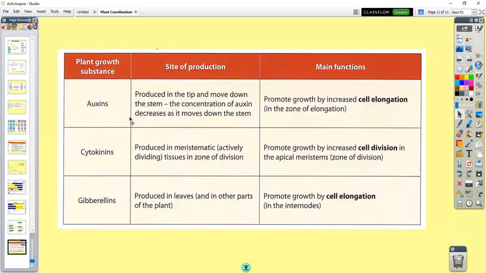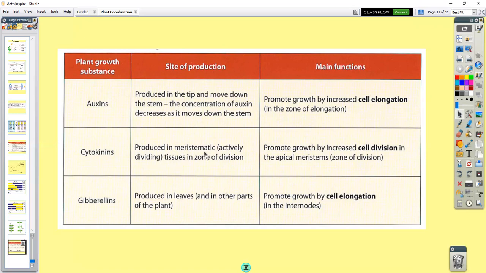Okay, so 3 hormones you need to know. Auxin, you'll have heard of from GCSE. It's produced at the tip of the stem, and it moves down the stem and causes cell elongation. So cells getting longer, and that allows growth. Cytokinins, if you think of cytokinesis from mitosis and meiosis, is to do with cell division, the cells splitting.